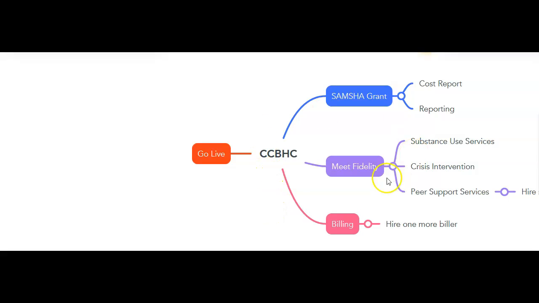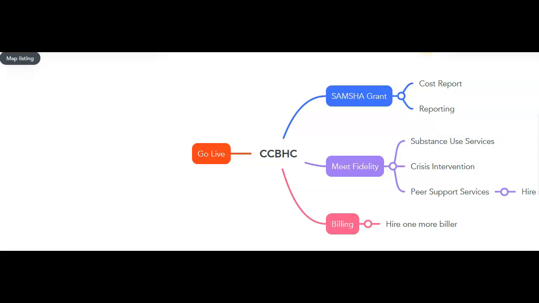So if we go right into it, I've created one here that was for the project planning. At our mental health center, we're moving to a CCBHC model, which is a certified community behavioral health center from a community behavioral health center. So it would start out with each section what we need to do within our project, SAMHSA grant, meet fidelity, and the billing. And there's many more of these branches that could be added.